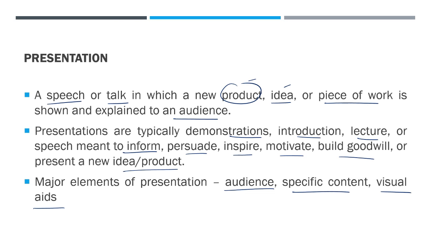So in this, you have understood what exactly a presentation is. You have understood what the key elements of a presentation are: audience, specific content, and visual aids. Of course, you need to have a speaker himself, so the presenter should also be present, but he will not become a key element. So these are the key elements that you need to keep in mind while you are planning for the presentation.